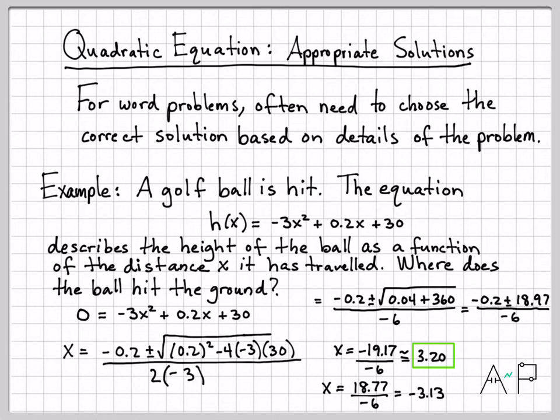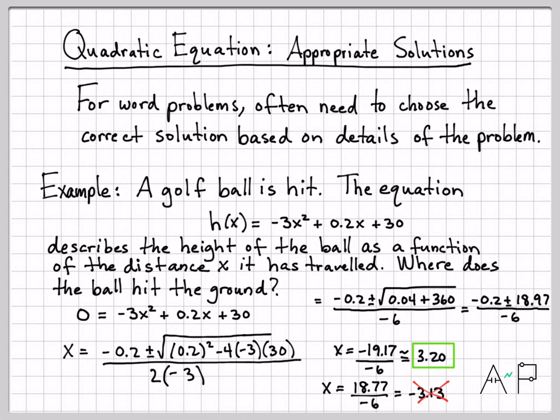However, because this is a word problem, we're going to go ahead and throw out that answer because it doesn't really make sense. We're talking about how far the ball has gone before it hit the ground. Well, that distance is going to be a positive quantity. So this is our answer, not this.